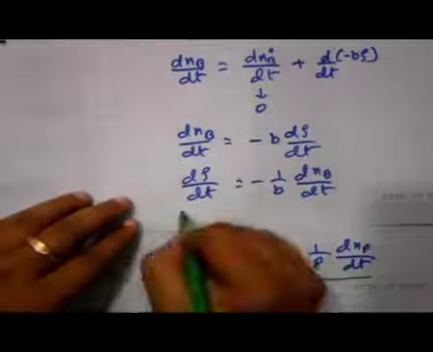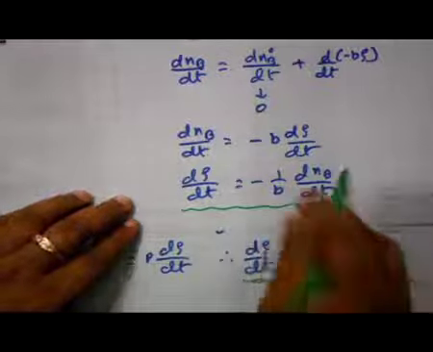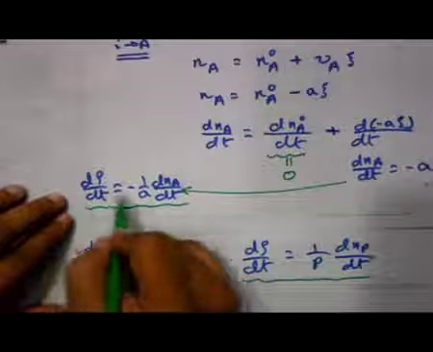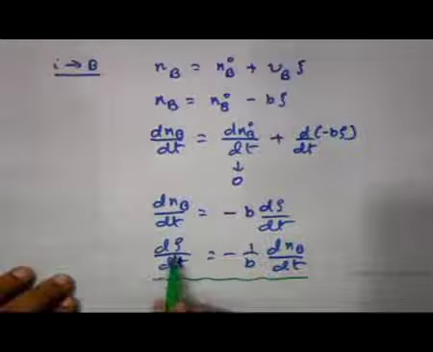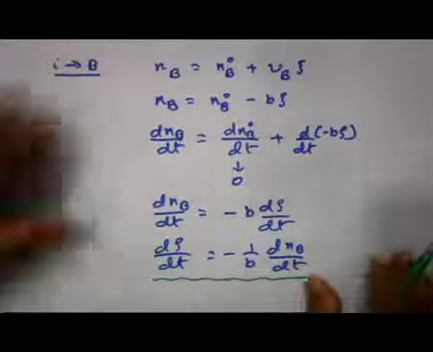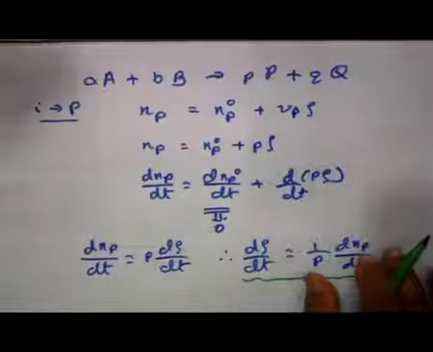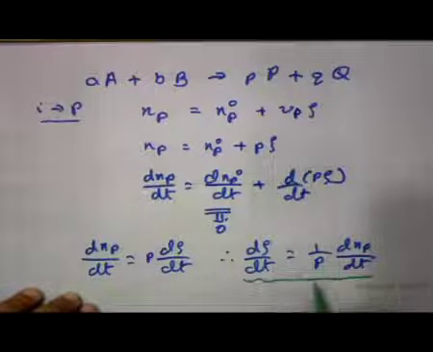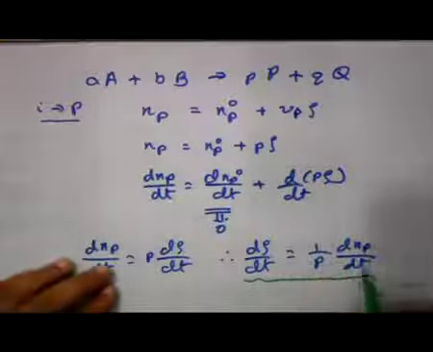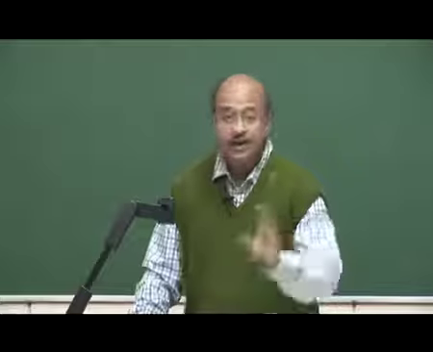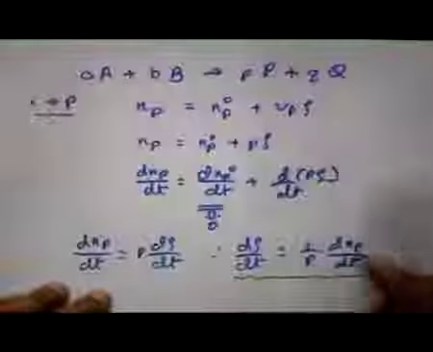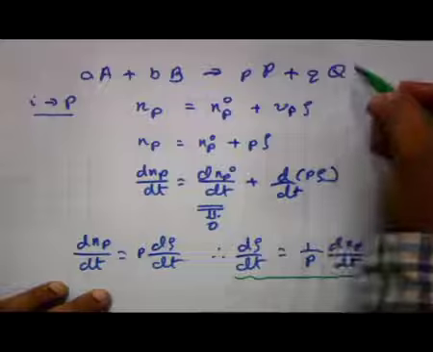This is what we had for the reactant B, this is what we had for the reactant A. So, d xi by dt, the rate of the reaction, was given by minus 1 by a dN_A over dt. In terms of the reactant B, d xi by dt was given by minus 1 by b dN_B over dt. In terms of the product, however, d xi over dt is given by 1 by p, no negative sign, a positive sign, dN_P over dt. Hence, extending this, it is left as an exercise for you to show that d xi by dt is equal to 1 by q dN_Q over dt.